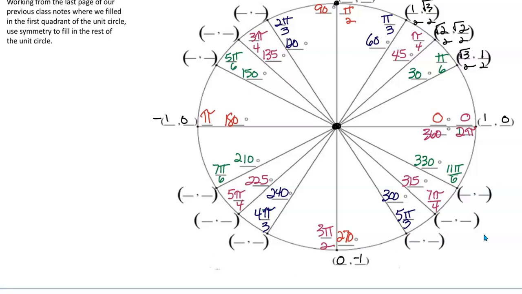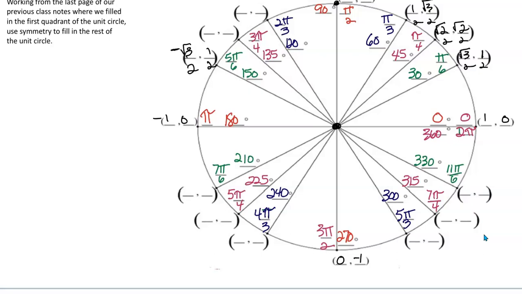Okay, so let's look at all the green angles. So that's all the pi over 6's. So look for a denominator that says pi over 6. So 5 pi over 6 is going to have the same 2 values for x and y. But what's different about them? Well, in this second quadrant, the x is negative, so that becomes negative.